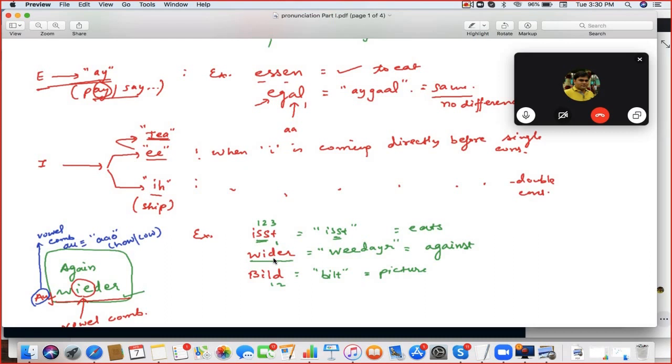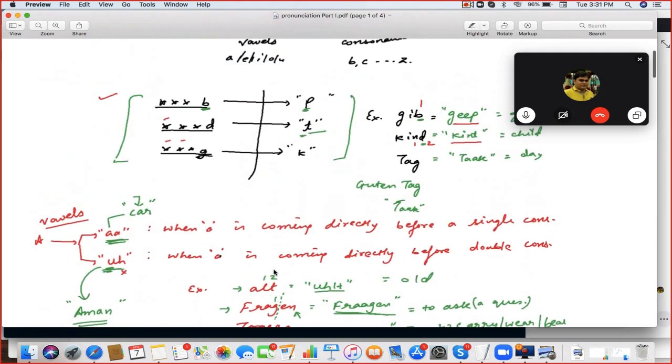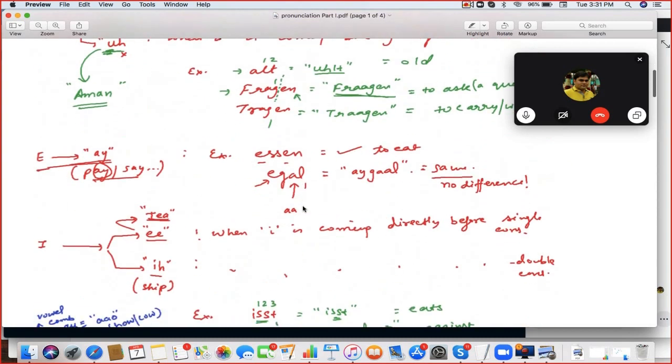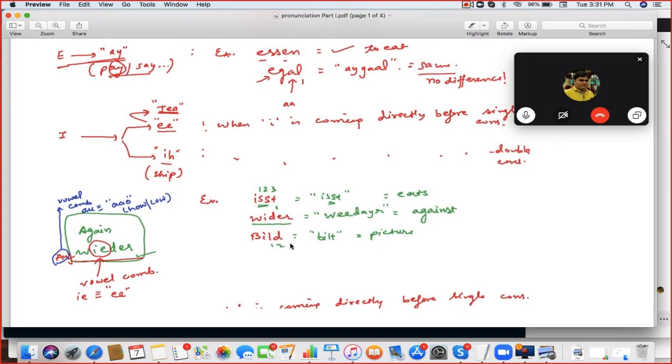So long e: wieder. You don't have to stretch it so much, you don't have to sing a song. Speak normally. Wieder. That's it. Next, bild. Speak bild. D in the end, you remember that table? D in the end is T. And after I, two consonants, that's short e. Bild. Good.